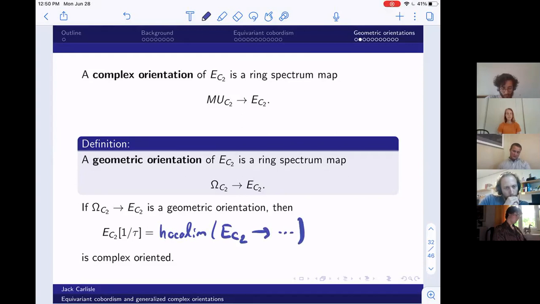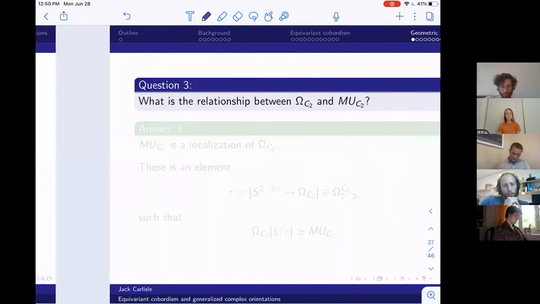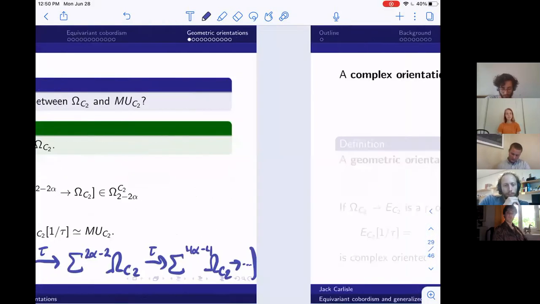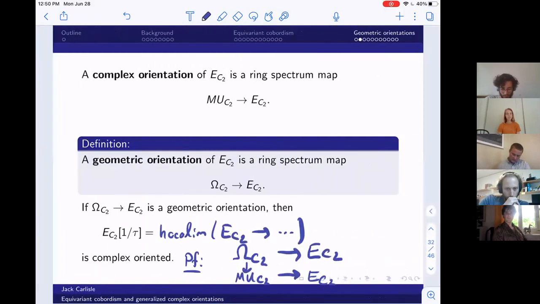And I claim that this spectrum is complex oriented. And the proof is very simple. It's just that if we have this map from omega C2 to EC2, then it induces a map on the localization at tau, where if we localize omega C2 at tau, we get the stable cobordism spectrum. And if we localize EC2 at tau, well, we get what we get, but it receives a ring spectrum map from MUC2, and so it has to be a complex-oriented C2 spectrum.